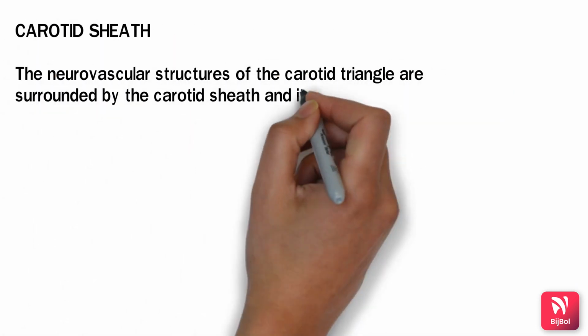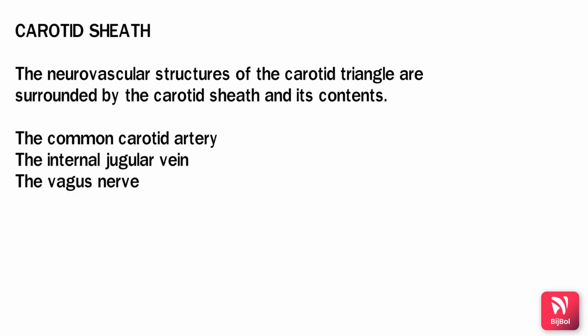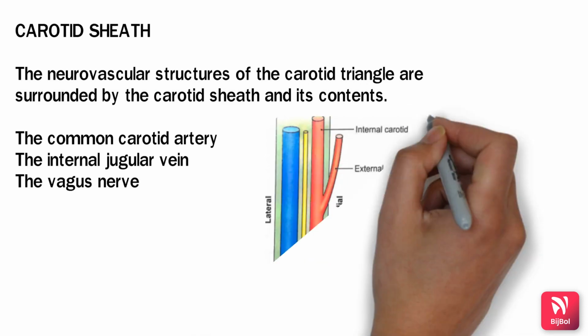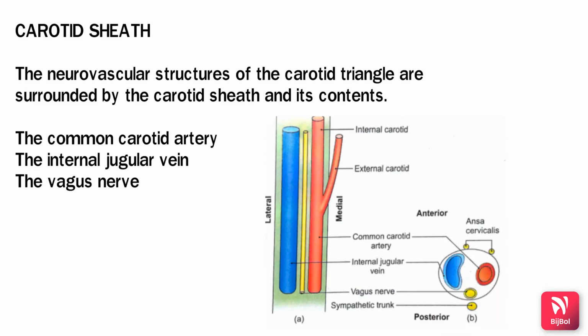Coming to the carotid sheath, it is a neurovascular structure of the carotid triangle, surrounded by the carotid sheath and its contents. What are the contents? They are the common carotid artery, internal jugular vein, and the vagus nerve. So the carotid sheath consists of an artery, that is the common carotid artery, which you can see is indicated by the red color. The vein is in blue color, and the vagus nerve is in yellow color. These are the contents of the carotid sheath.